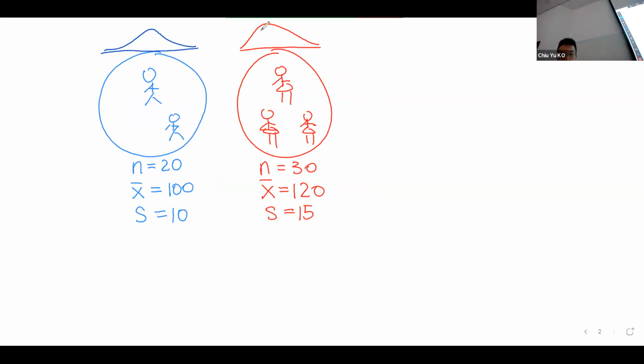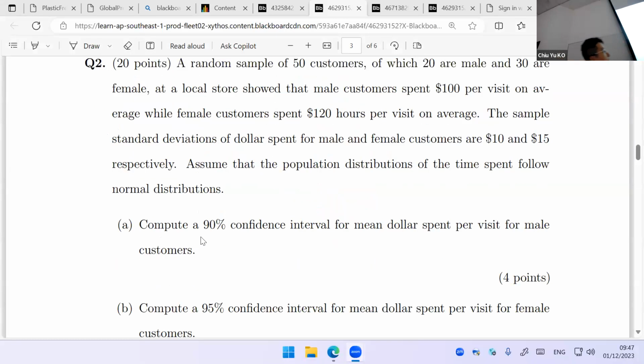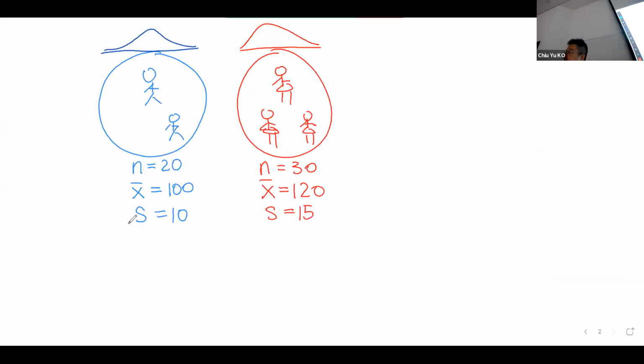So look at 1A here. Compute a 90% confidence interval for mean dollars spent per visit for male customers. So very straightforward, it asks you for a 90% confidence interval. And so we have to focus ourselves on the male. Here, focus on the male. And let me revisit, we write that in here. So we do 2A here.